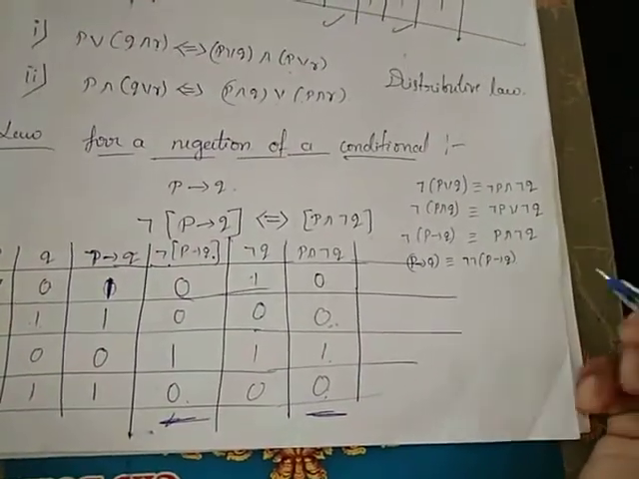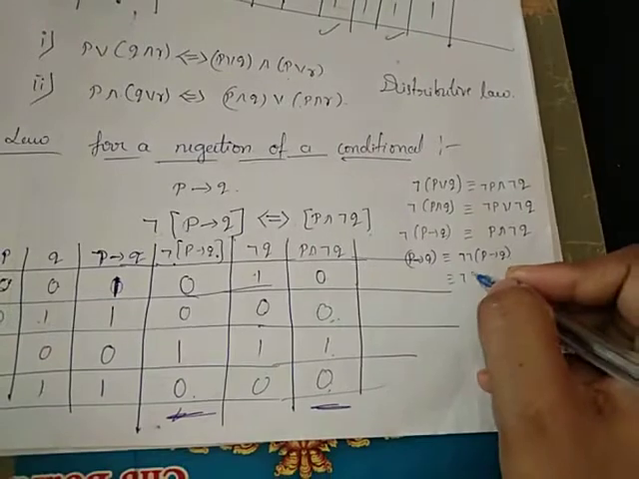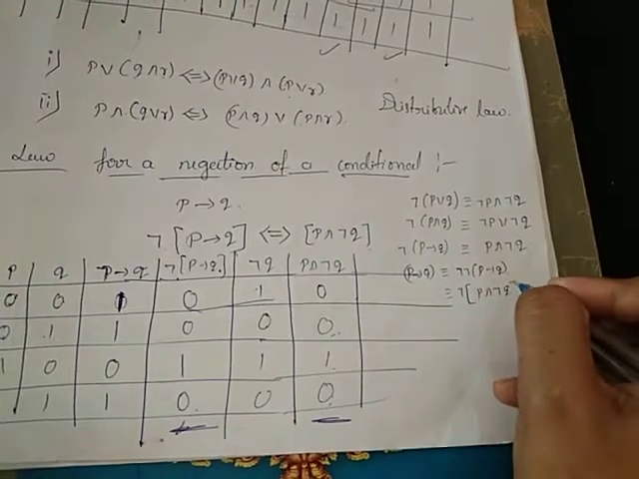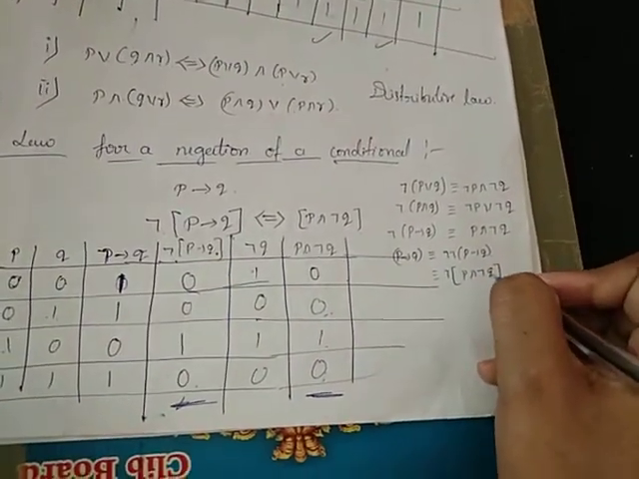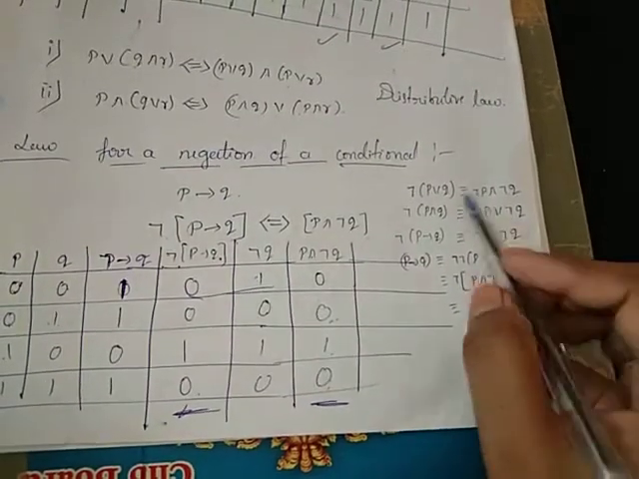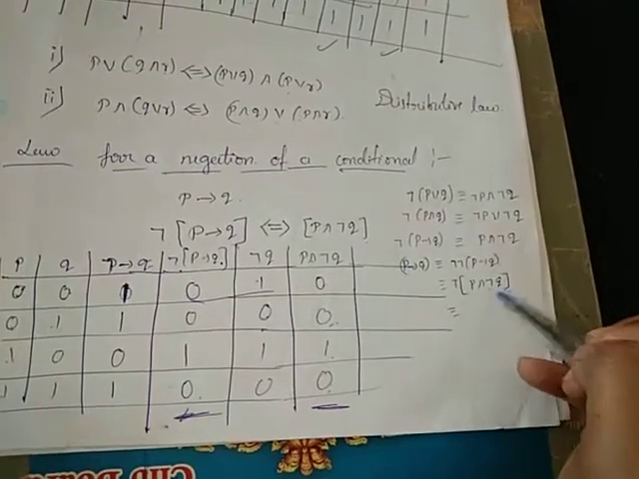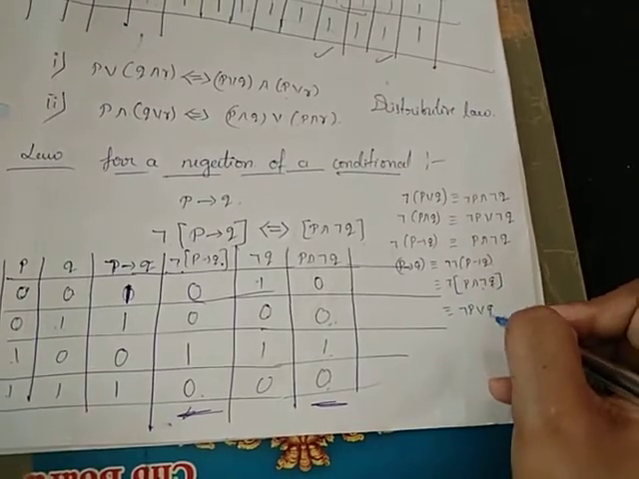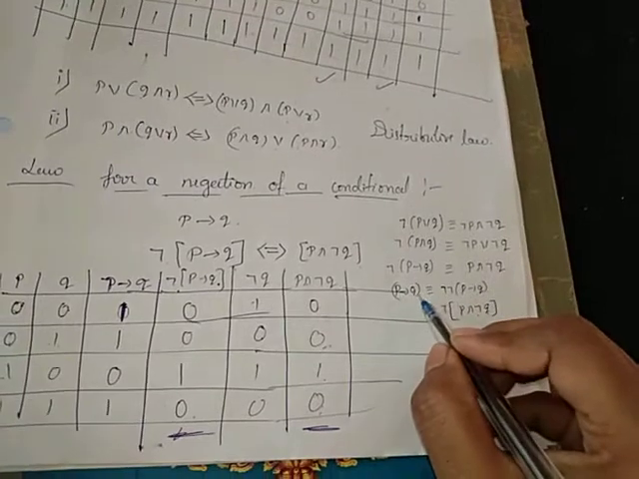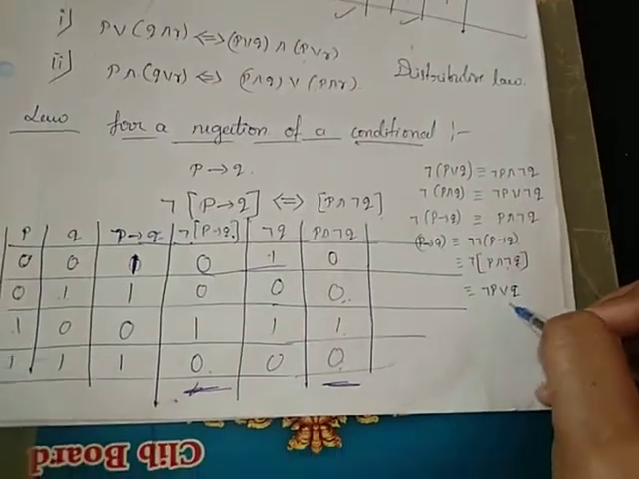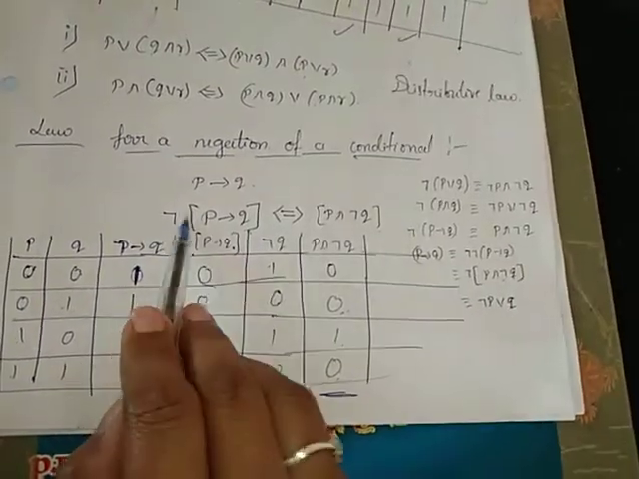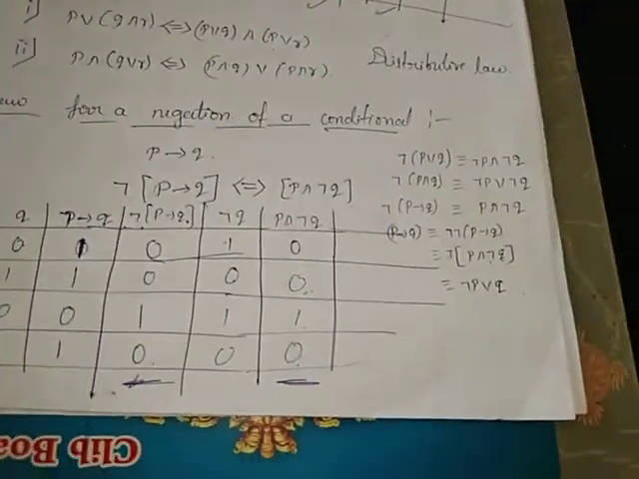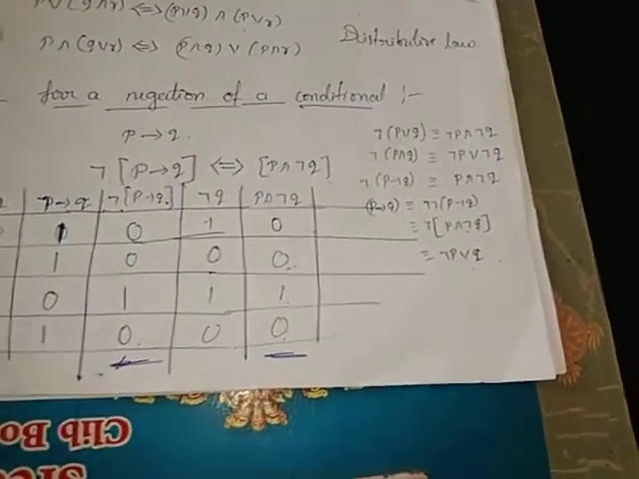That is, double negation is also equivalent. Keep one negation as it is, and negation of (P implies Q) is P and negation of Q. Negation of (P and negation of Q): apply the law of negation of P and Q. If you apply this law here, then it is negation of P or negation of negation of Q, which is Q. So P implies Q can also be written as negation of P or Q. Negation of (P implies Q) is equivalent to P and negation of Q, and P implies Q is equivalent to negation of P or Q.